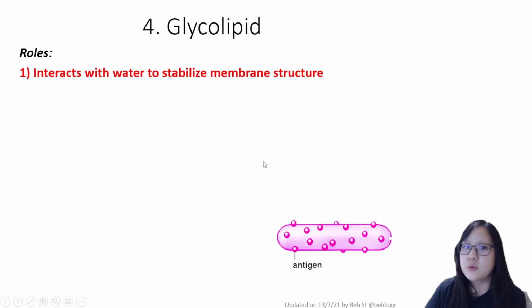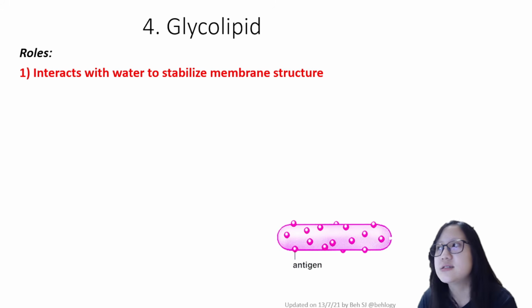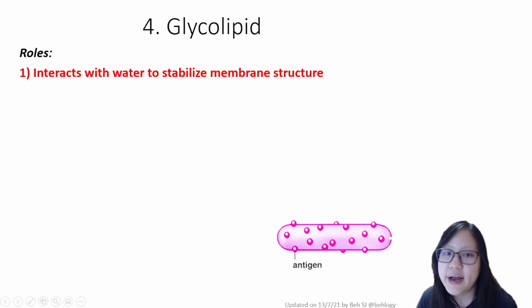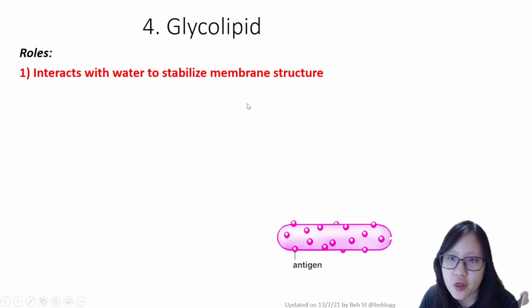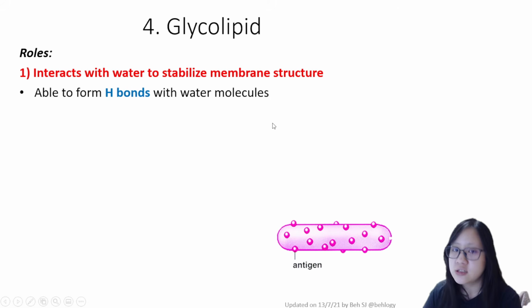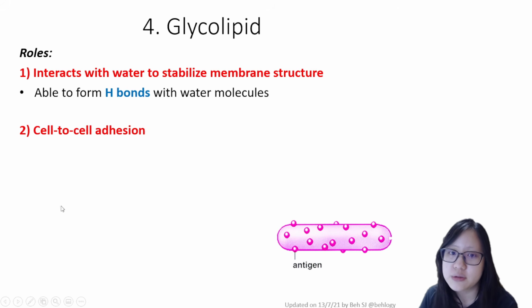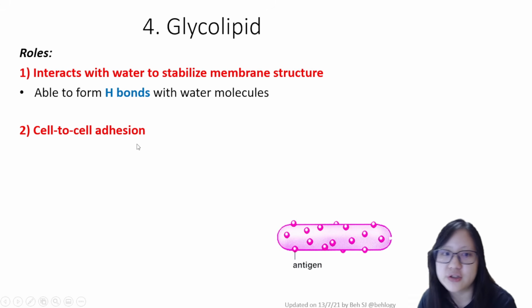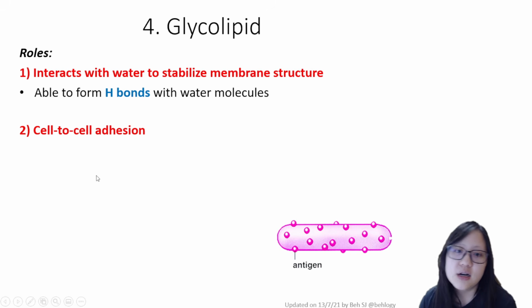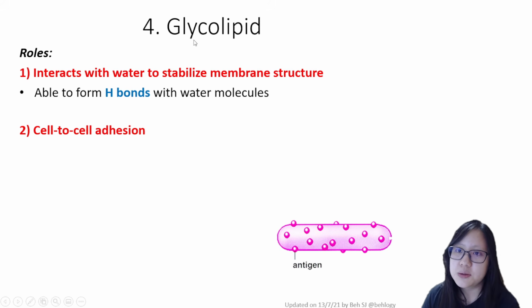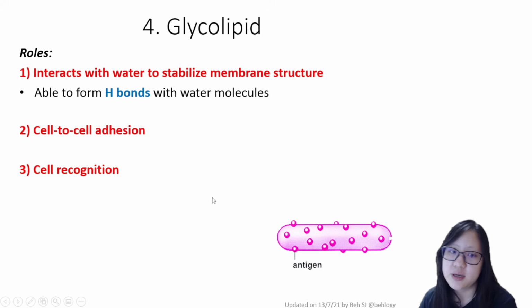Because these carbohydrate chains stick out of the cell, they actually interact with water to stabilize membrane structure. They're able to form hydrogen bonds with water molecules, some parts of the carbohydrates, that is. Number 2, this could be for cell-to-cell adhesion as well, so glycolipids can participate in that. Number 3, it could be cell recognition.